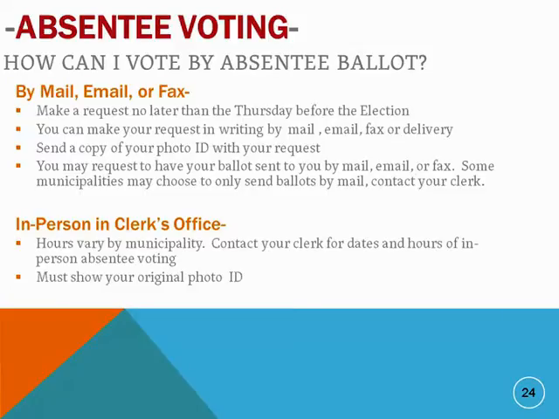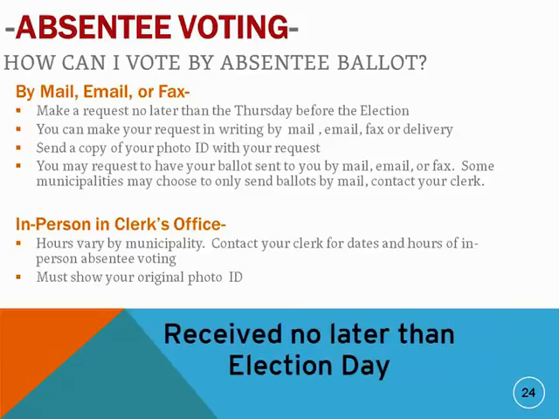You can make a request to your municipal clerk to have a ballot mailed, emailed, or faxed to you at any time. Ballots typically become available 47 days before a federal election and 21 days before state and local elections. You can make your request in writing to your municipal clerk by mail, email, fax, or delivery. The clerk will then send the ballot to the voter. Once the voter receives the ballot, they must postmark the ballot back to the clerk by Election Day, and it must be received by the clerk no later than Election Day to be counted.